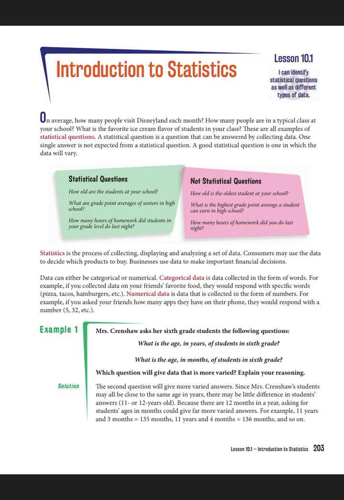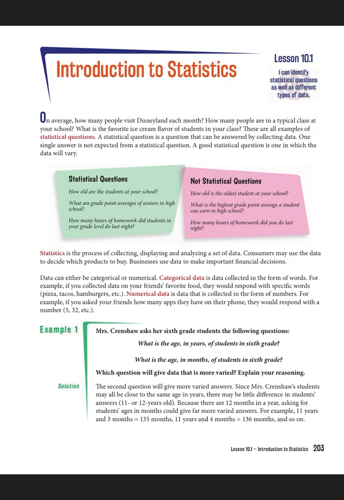On average, how many people visit Disneyland each month? How many people are in a typical class at your school? What is your favorite ice cream? What is the favorite ice cream of students in your class? These are examples of statistical questions. A statistical question is a question that can be answered by collecting data. One single answer is not expected from a statistical question. A good statistical question is one in which the data will vary.